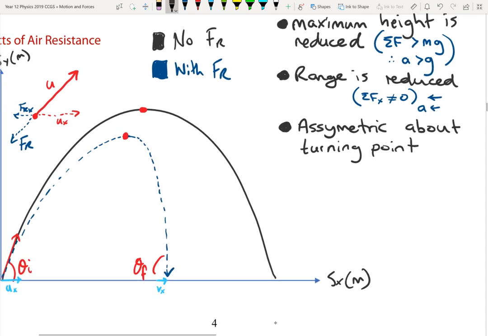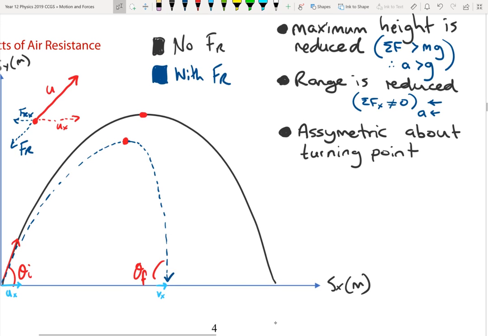And then you can use these dot points to basically guide how you would sketch the air resistance trajectory. If there was a 4-mark question, sketch the trajectory of a projectile with no air resistance and then sketch it with, well, you'd use these dot points. So you'd have the maximum height reduced, the range is reduced, it's not symmetric, and the last one is the angle, the final angle is steeper.